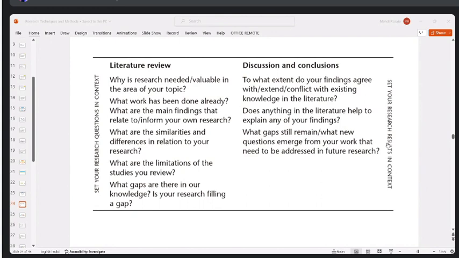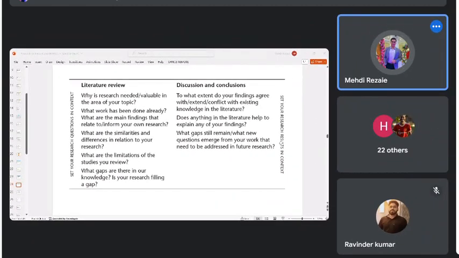Sometimes you might need to also add some recommendation. If you want people who are reading your paper to give a recommendation, maybe if you want them to conduct the research in a certain way, you can give recommendations there also. And why the results you found are valid with your research, that also can be added in that discussion.